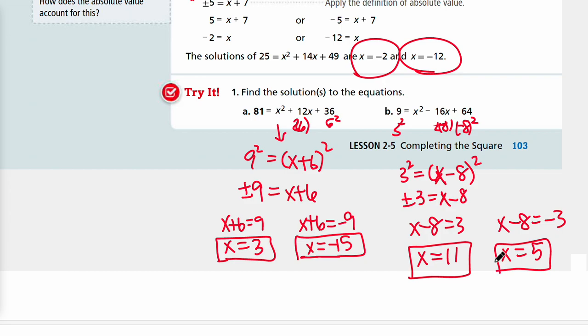There we go. So that was example 1, and try 1, using square roots to solve quadratic equations. And if you recognize a perfect square trinomial, this will be the best method. We'll continue with the next example in the next video.